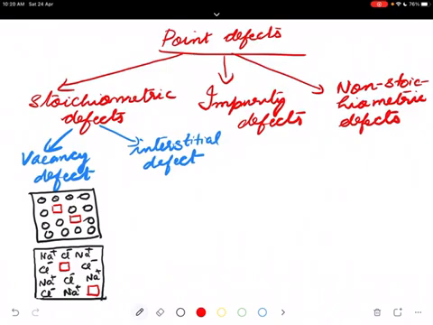This vacancy defect is called Schottky defect.